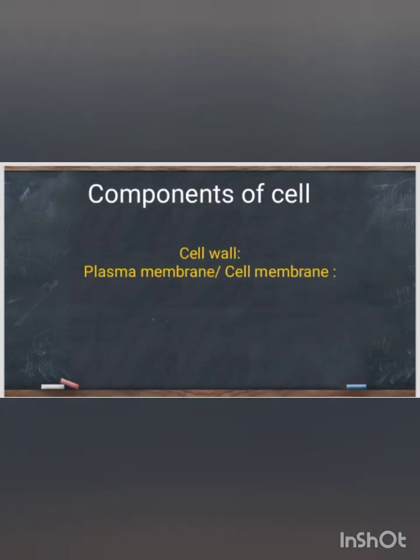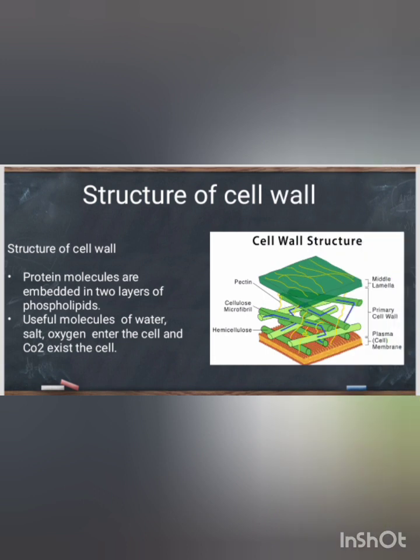And the next topic is components of cell. Cell wall is also called a plasma membrane or a cell membrane. It can be sealed by both the types. Cell wall is the outer covering of a cell present adjacent to the cell membrane, which is also called the plasma membrane. The three major layers are primary cell wall, the middle lamella, and the secondary cell wall.